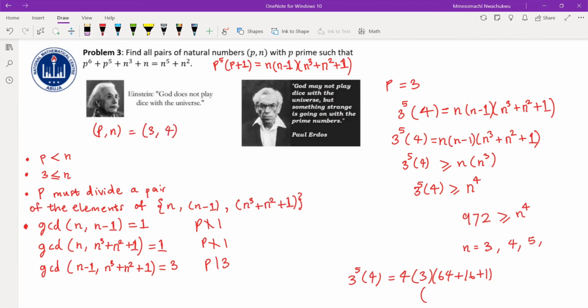So we test 5 to see what happens. We see that 5 times 5 minus 1 is 4, and then we have 125 plus 25 plus 1. Here we can already see that 5 is not a prime factor of the left-hand side. So instead of expanding everything and calculating it, we really see that this is a contradiction. So we see that the only solution is 3, 4.